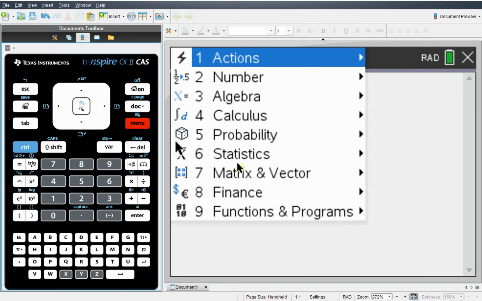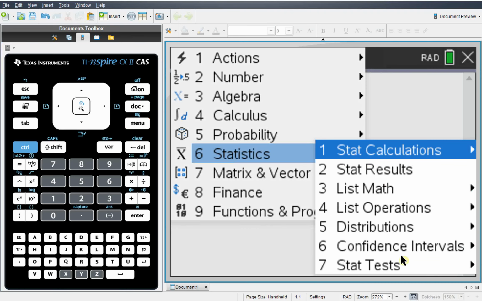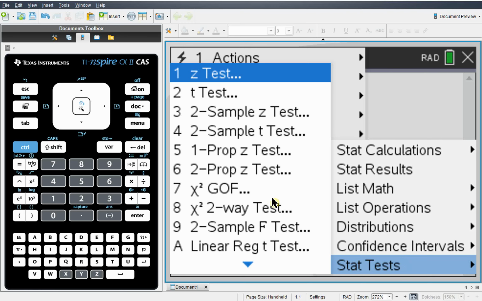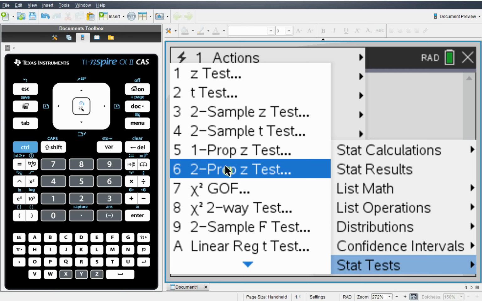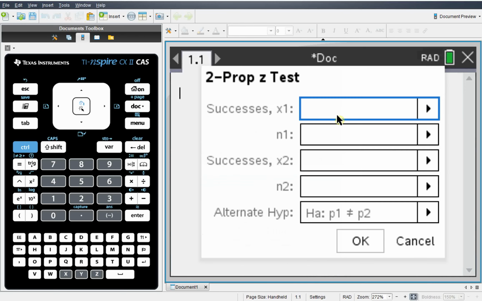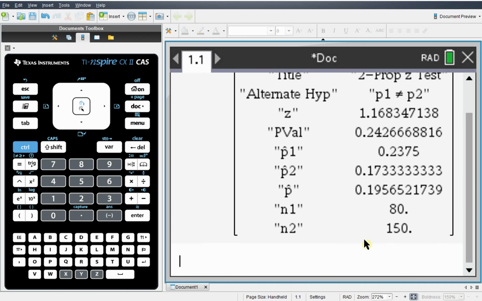That's going to be under Menu, Statistics, Stat Tests. And be careful to pick the right test here. We want the 2-proportion z-test. 2-proportion z-test for proportions. Okay, again, successes from the first population, 19 in a sample size of 80. Successes from the second population was 26 in a sample of 150. Our alternative hypothesis was that the 2 proportions are not equal. That's all we need to select. And then we're good to go.